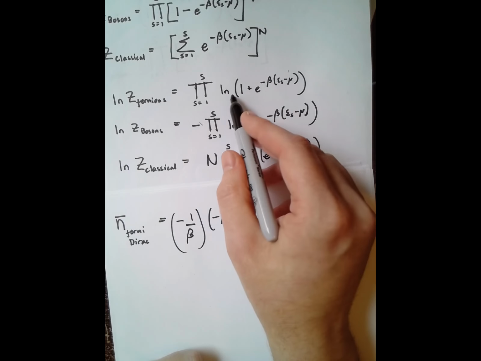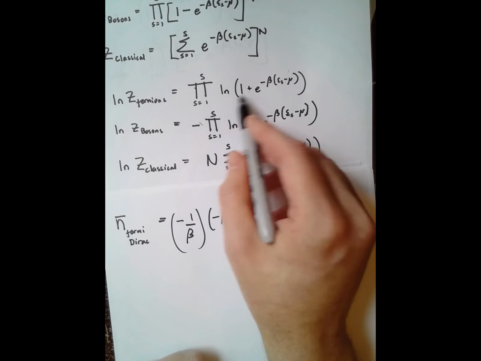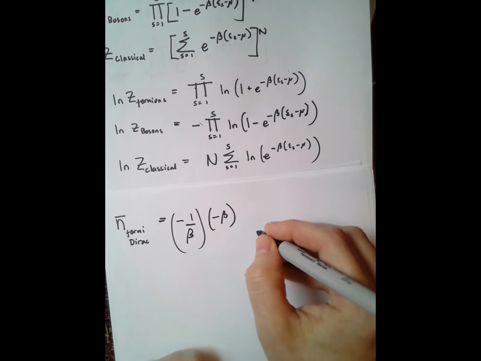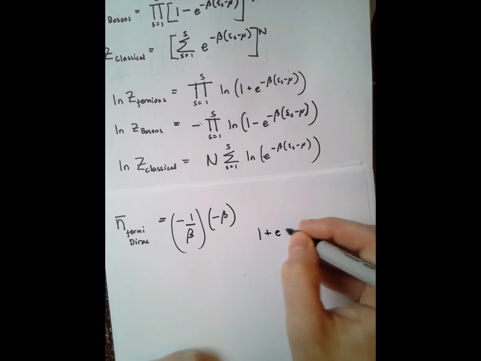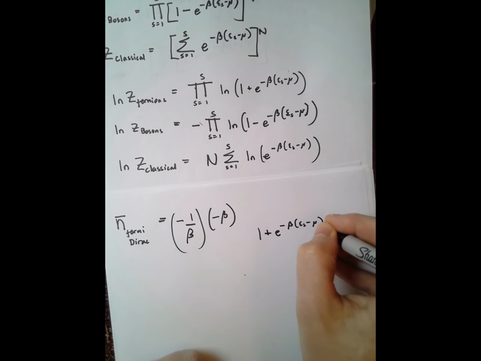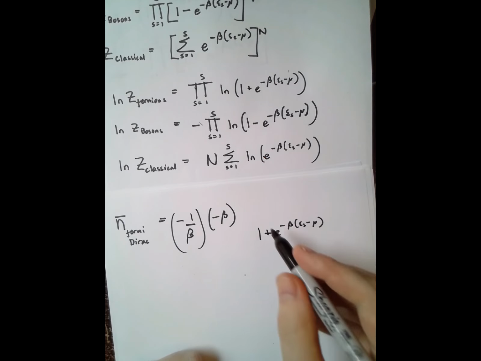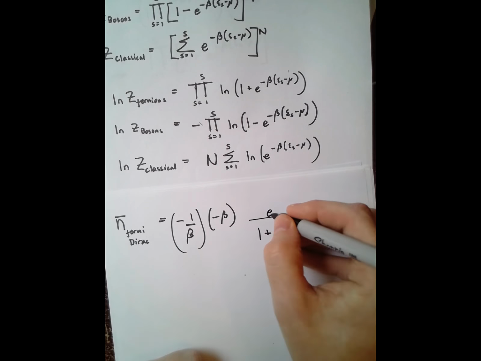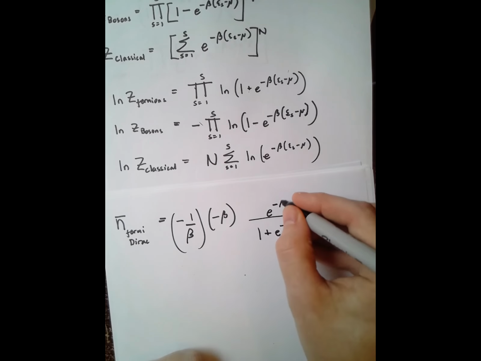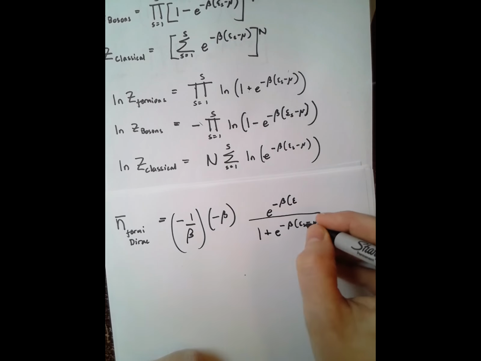We're differentiating a function of a function, the logarithm of this, right? If you differentiate the logarithm, you bring down 1 plus e to the minus beta epsilon s minus mu, and you're left up top with the factor, the term that you differentiated. This should be sigma now.